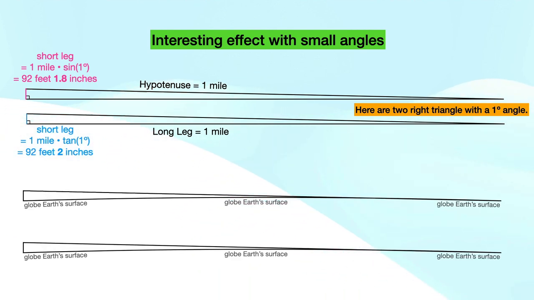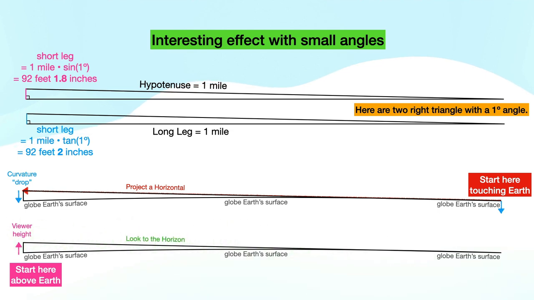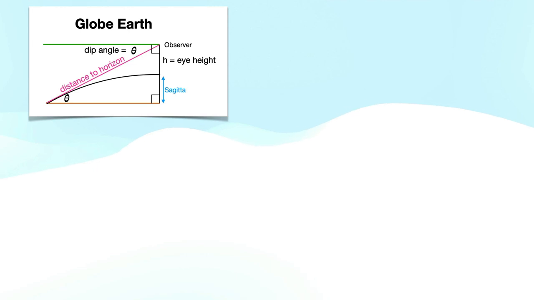So let's relate this to the Earth, again with very small angles. If we start on the right, touching the Earth, and project a horizontal to the left, we'll get a bit of curvature drop, shown in blue. This is equal to the sagitta height. Or we could start on the left, with an observer at some height. He can look to the horizon with his gaze tangent to the Earth's surface. So let's compare the globe Earth to the flat Earth.